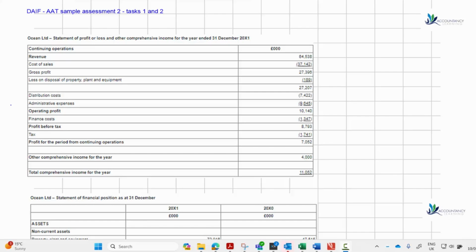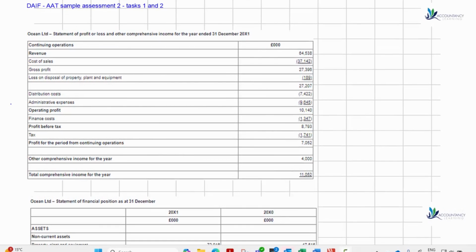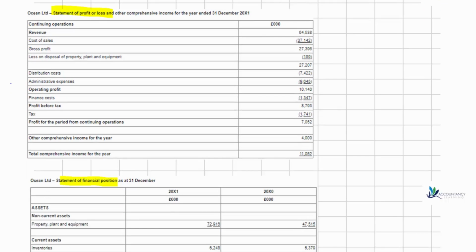So what are we given in the assessment? We're provided with a statement of profit or loss for Ocean Limited and also a statement of financial position. For both of these statements, the double entries have happened already. So when we are working on our answer, we'll need to recognize some of these numbers in our answer, but only once. We don't need to do a double entry because the double entry has happened already.